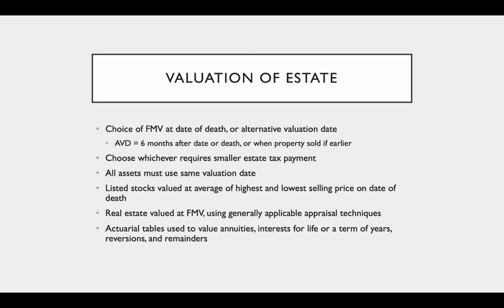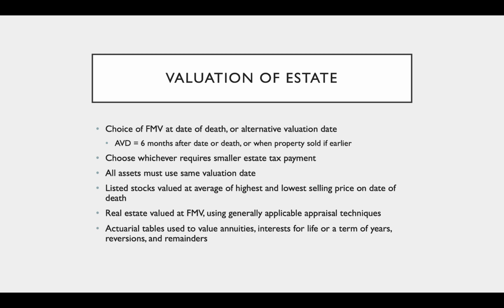We value the estate either at the date of death or the alternative valuation date, and the alternative valuation date is 6 months after the date of death, or if the estate property is sold, the date of sale, whichever is earlier. I choose whichever date, either the fair market value at the date of death or the alternative valuation date, requires a smaller estate tax payment. And all assets must use the same valuation date. I can't pick and choose.